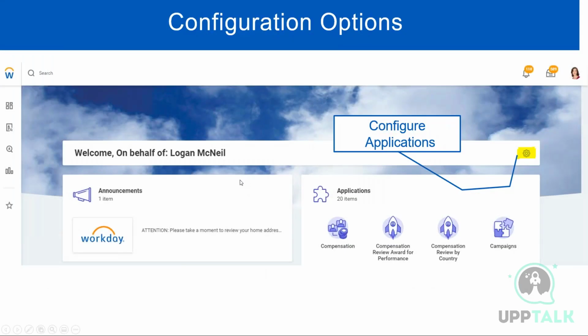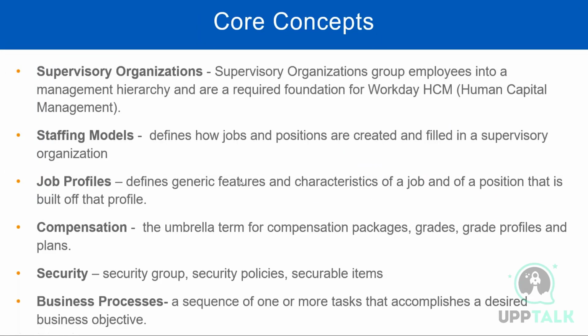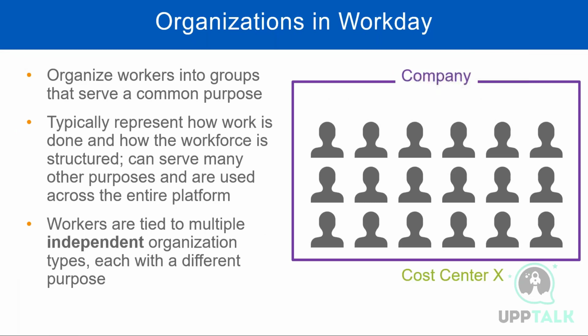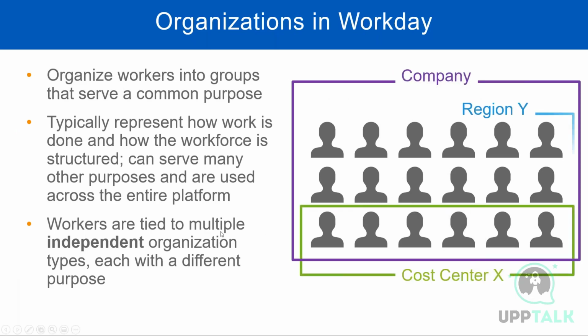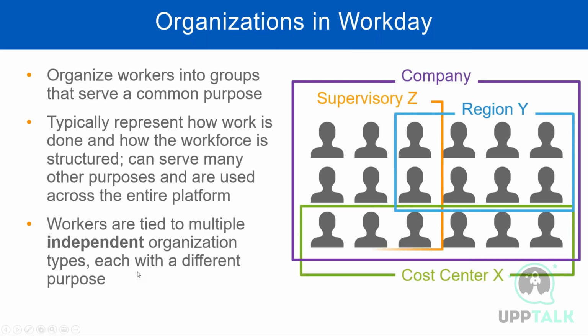Let's go to this slide. Workers are tied to multiple independent organization types, each with a different purpose. What is the purpose of a supervisory organization? To maintain the hierarchy, who reports to whom, right? Obviously the subordinates. That's all. Who reports to whom.